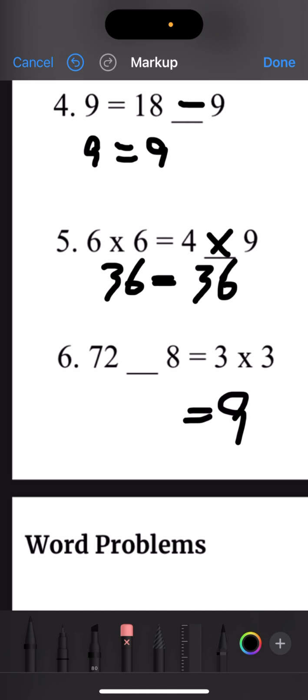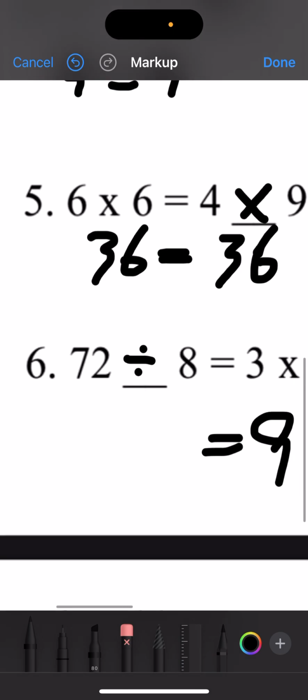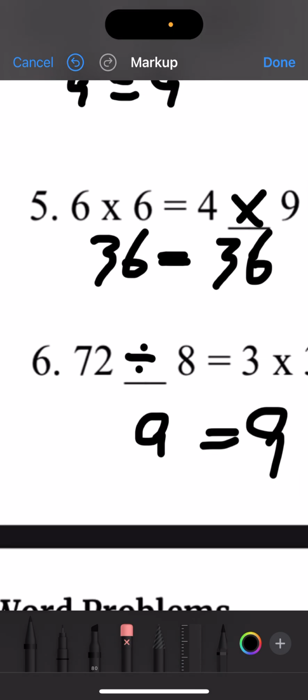3 times 3 on the right side is 9. And 72 is very big compared to 9. And subtracting just 8 is not going to cut it. So we know that the only option will be division, which we get 9.